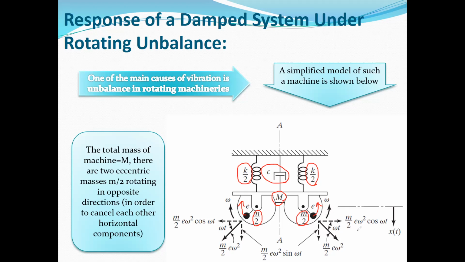The horizontal components are mass times the radius times omega squared, where omega is the angular velocity, multiplied by cosine omega t, where omega t is the angle between the centrifugal force and the horizontal direction. For the second mass, we have exactly the same horizontal component, but with the opposite direction.